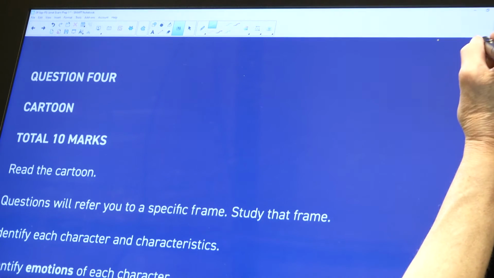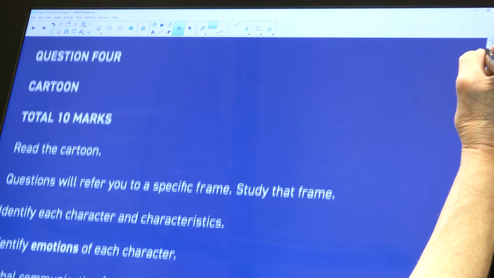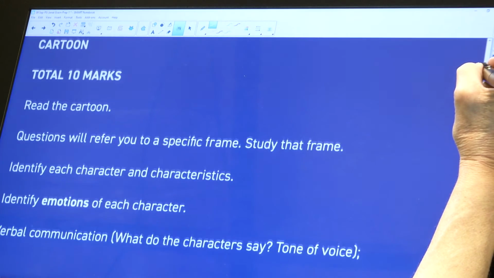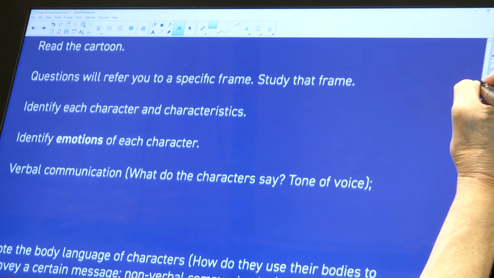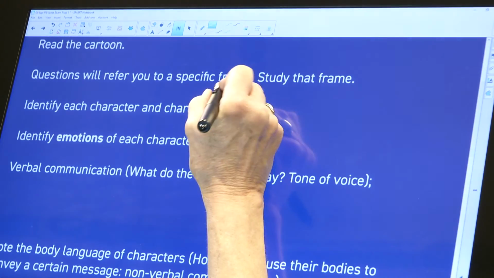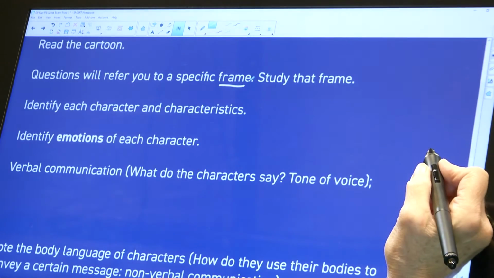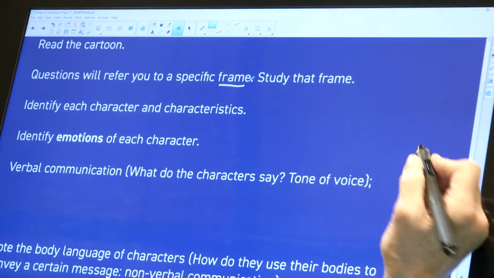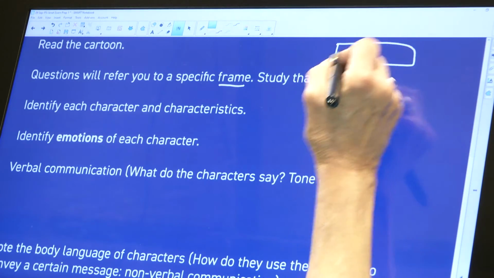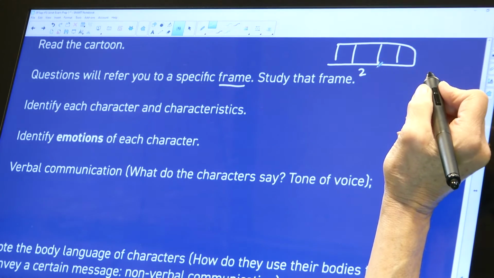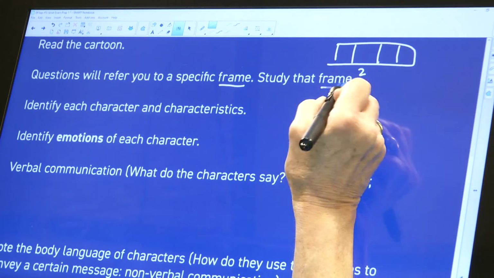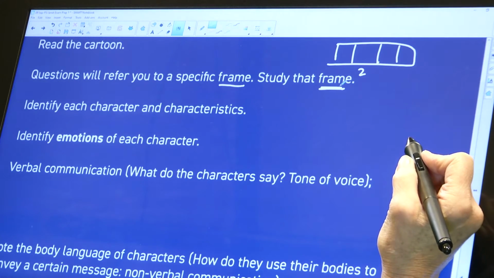We're moving on to question 4, which is the cartoon question. Once again, a total of 10 marks. Please read the cartoon really carefully. Questions will talk about the frames, and the frames will be numbered. But what students do is, although it says refer to frame 2, they refer to frame 3. Please make sure you go to the right frame.